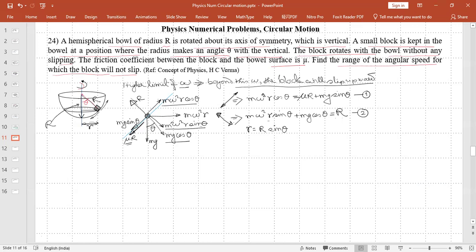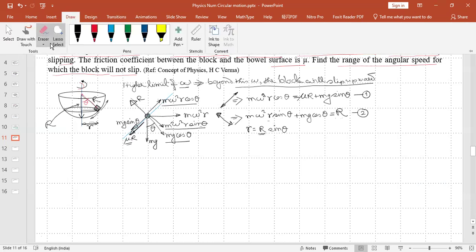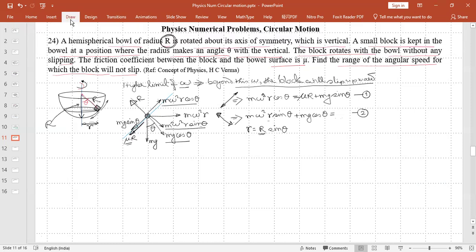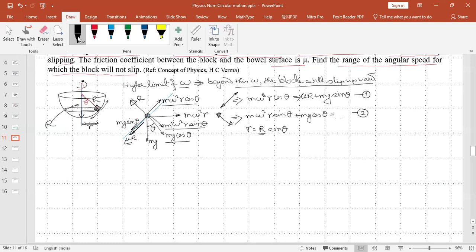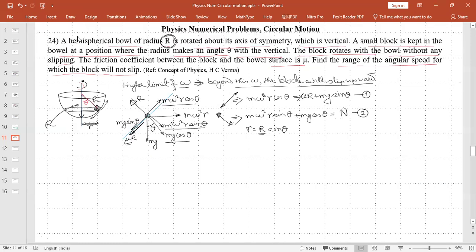I should do one thing. Capital R is the radius of the bowl, so here I should not take R. Here I should take, let me take this as n, the normal reaction force. Let me take this as n.